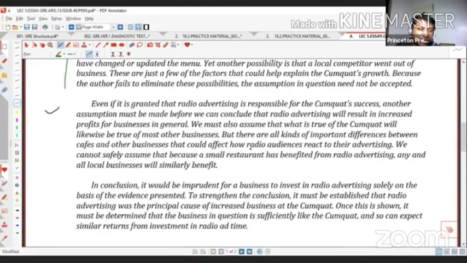In conclusion, it would be imprudent, not wise, for a business to invest in radio advertising solely on the basis of the evidence presented. To strengthen the conclusion, it must be established that radio advertising was the principal cause of increased business at Camquat. So we will have to rule out the other factors and deal with only one factor. Once this is shown, it must be determined that the business in question is sufficiently like the Camquat and so can expect similar returns from investment in radio ad time.